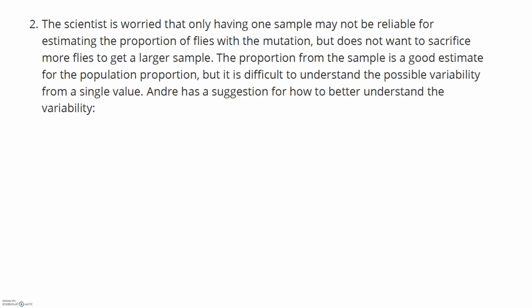Next question. The scientist is worried that only having one sample may not be reliable for estimating the population of flies with the mutation, but does not want to sacrifice more flies to get a larger sample. I wouldn't care to kill a bunch of flies, but let's just go with the problem. The proportion from the sample is a good estimate, but it's difficult to understand the possible variability from a single value. So Andre has a suggestion for how to better understand the variability.